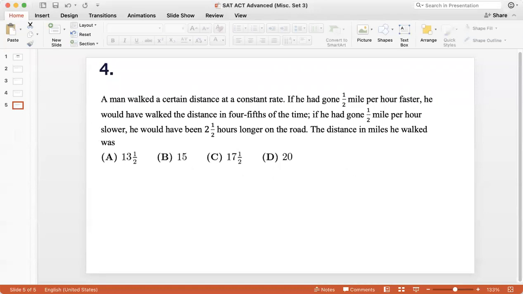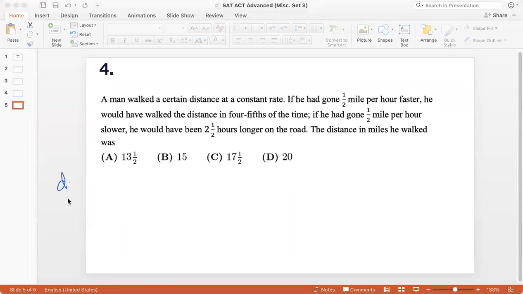Question 4. A man walked a certain distance at a constant rate. If he had gone half mile per hour faster, he would have walked the distance in 4/5 of the time. If he had gone half mile per hour slower, he would have been 2.5 hours longer on the road. The distance that he walked was.